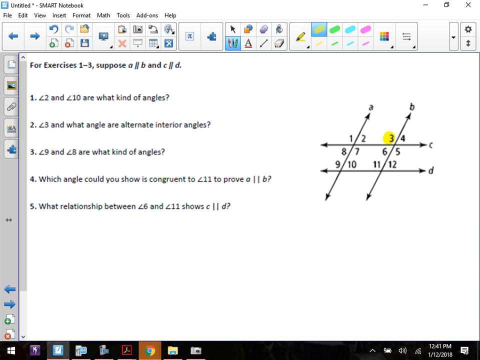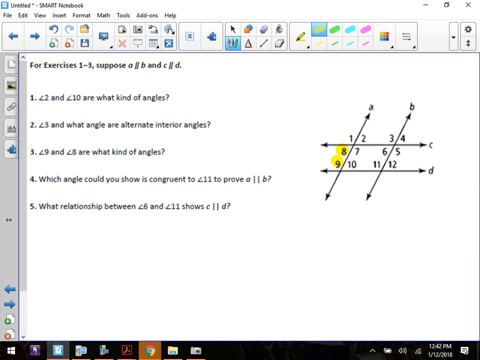Angle 3 and what would be alternate interior? Angle 3 and what has to be alternate interior? Can I jump? It has to be 7. Very good. It has to be 7. No, because this is on the inside of these two lines. It's on the outside of those two. What did you say for 7? Of course.